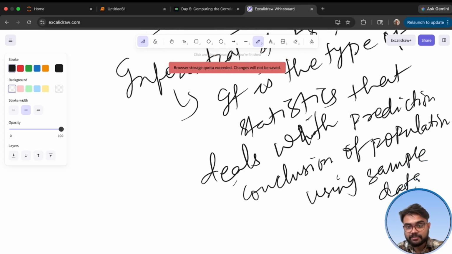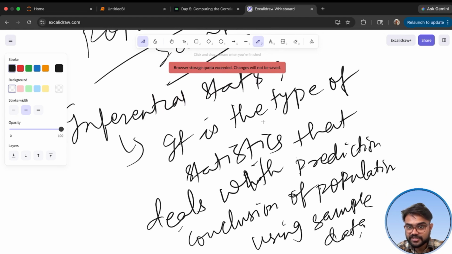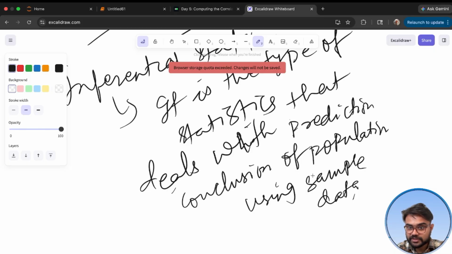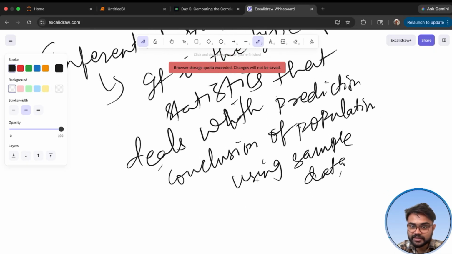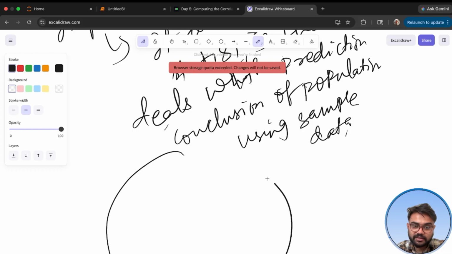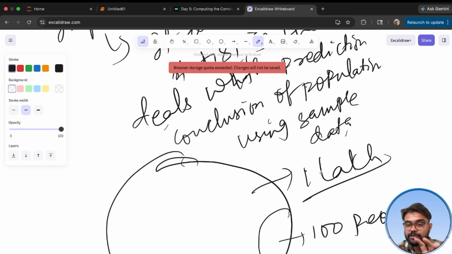Look, I'm going to take one example here. So what is the inferential statistics? It is the type of statistics that deals with the prediction conclusion of population data using sample data. It means that firstly I'm going to explain what is the population and what is the sample data. So population would be the major part. Suppose you have 1 lakh people, so that is the population, the complete figure. If you are going to take out 100 people from it, that would be the sample. It means that sample is the subset of population here. These 100 people would be the sample.